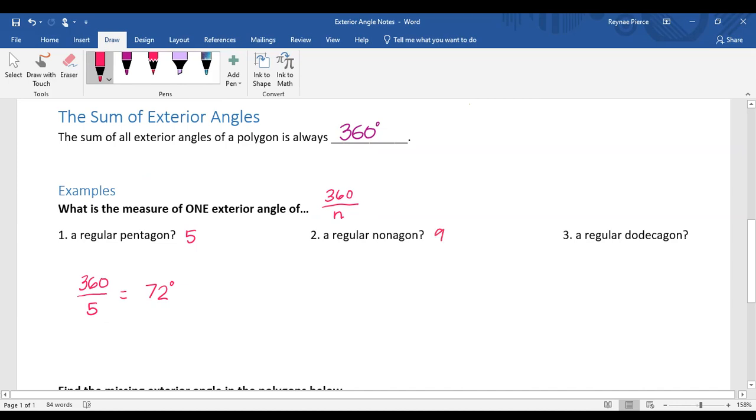A nonagon has 9 sides. So we are going to take 360, that sum, divided by 9 congruent exterior angles. And each of those exterior angles then is 40 degrees. And a dodecagon has 12 sides. So we're going to take 360 divided by 12 for a measure of 30 degrees for each exterior angle.